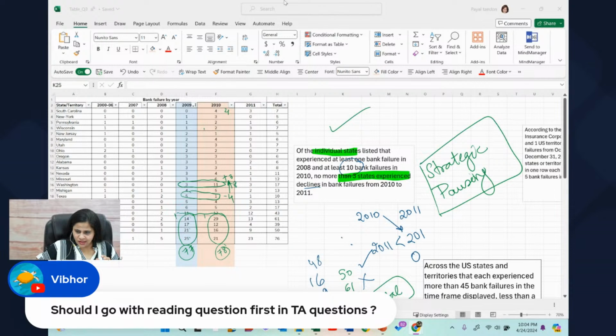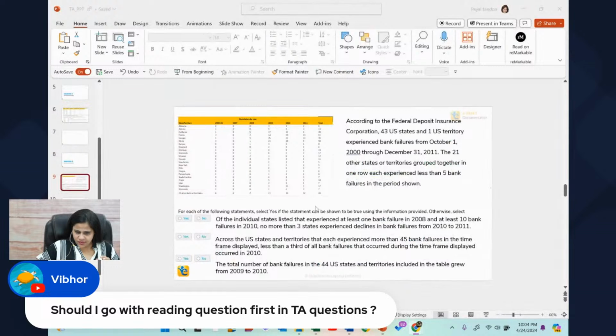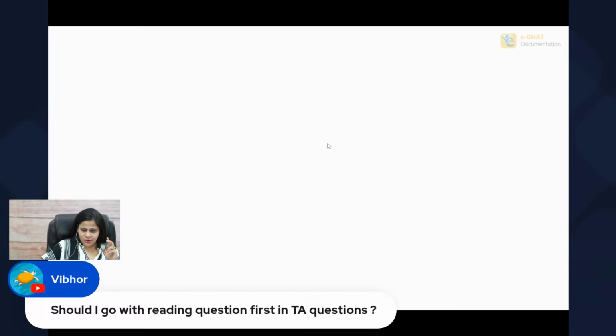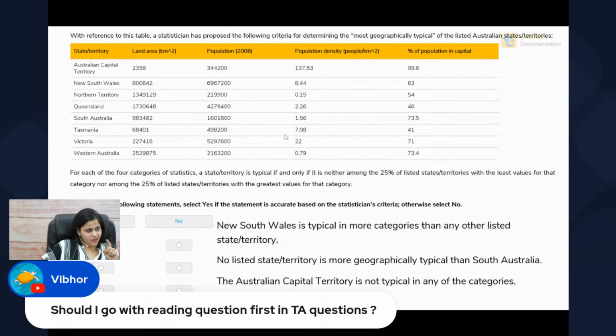When we did this question here, what did we do? We read the entire data set. You should not be reading the statements till the time you don't completely understand the data set. Till the time you don't own the data set, you should not go ahead and look at the statements. That is rule number one. Number two, in this question, we first understood the session.